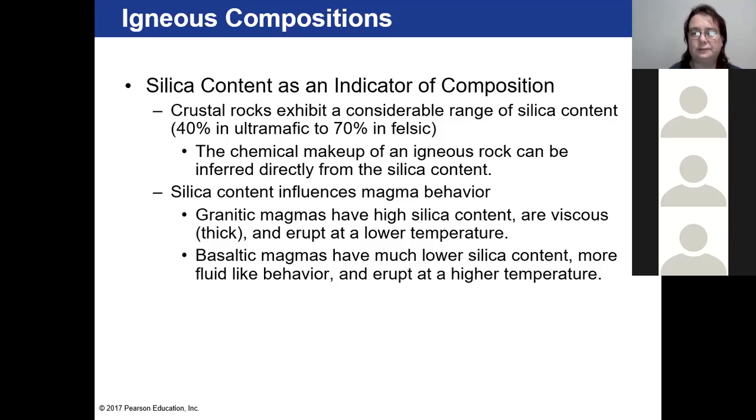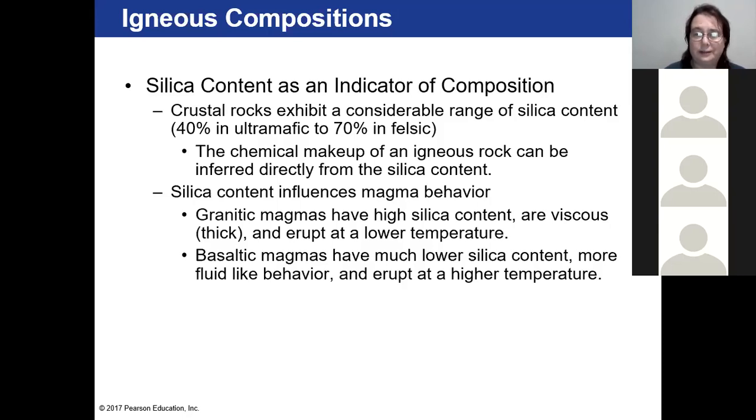Continental crustal rocks have a lot of silica in them. Then also the basaltic rocks have about 40% silica. So that's still a lot. If you can measure the amount of silica, then you can make a very educated guess about what the magma composition was.